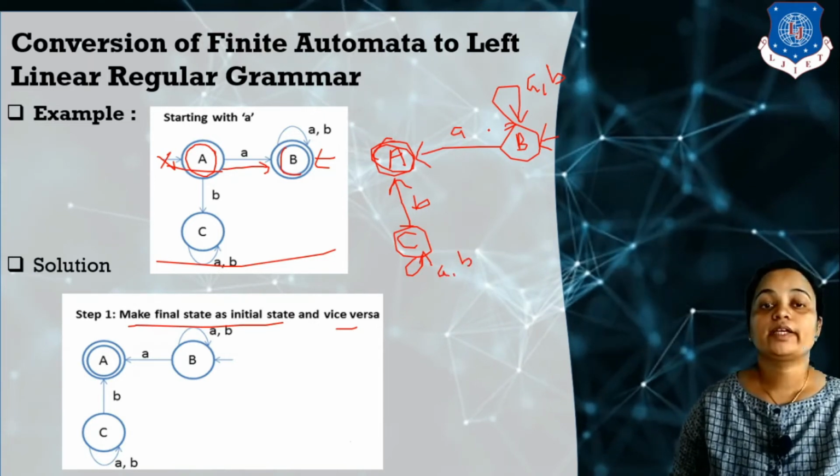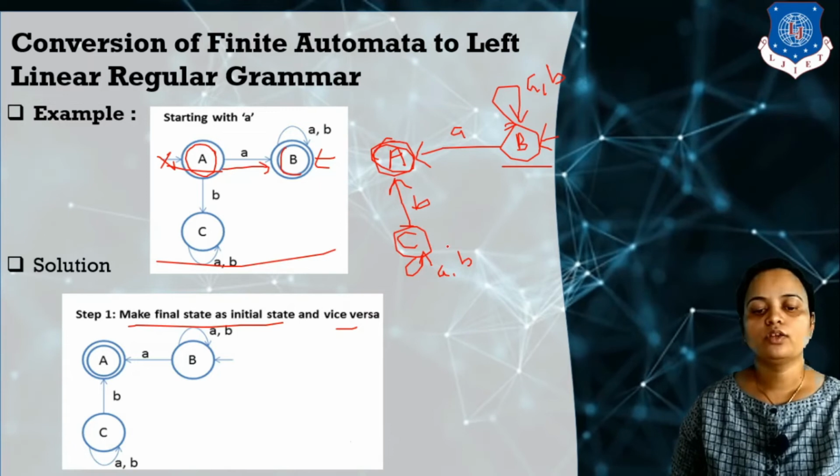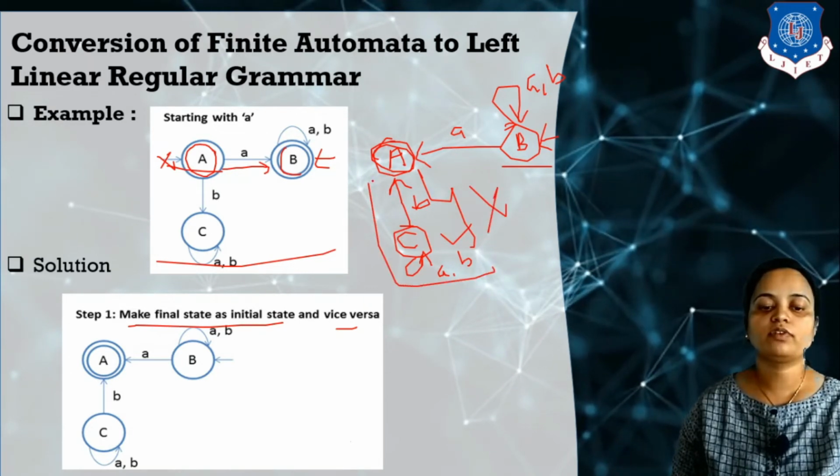Now we have to check: is there any unreachable state? If you see, from state B we can move to state A, but from state A we cannot move further to any state. So we can see that from state B I cannot reach this state. It means that this is an unreachable state, so we have to remove it. So this is the portion that we have to remove.